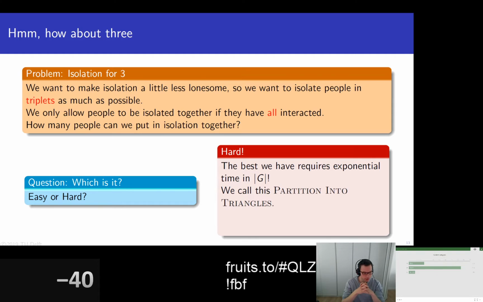Now, there is one interesting observation to make here. This problem, partition into triangles, is hard, but as it turns out, it's just as hard as this problem, max clique. If I solve one of the two efficiently, I get the other one for free. Solving one immediately gives us a solution to the other one. More on that later.